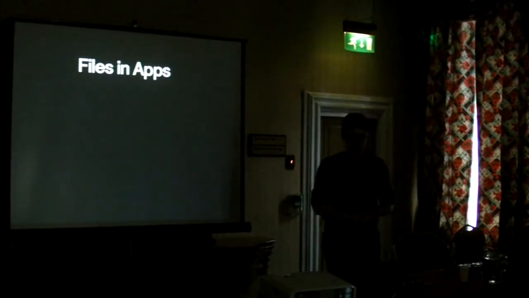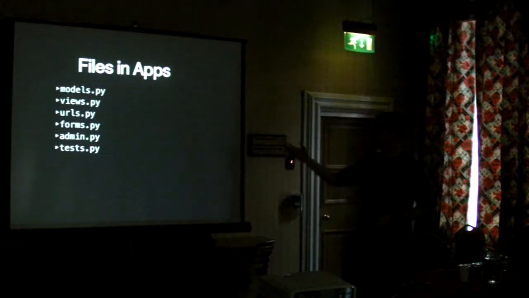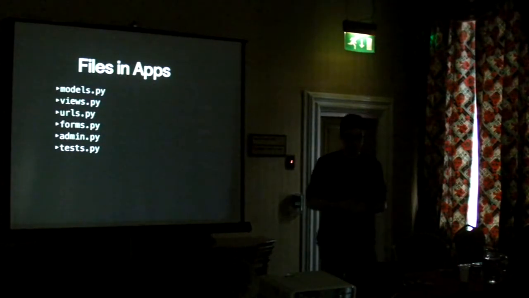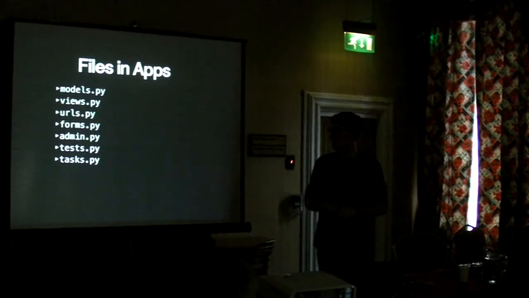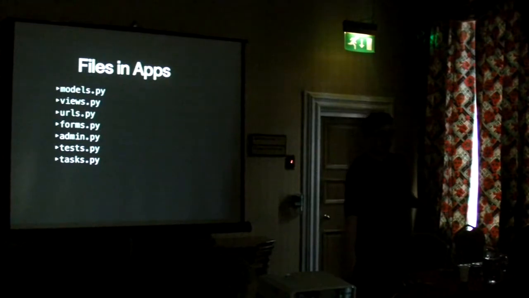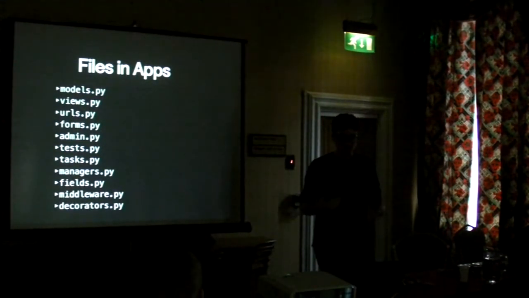So, next thing, let's talk about the internals of apps. Django has this pretty figured out for the basics. We've got all the basic files that you'd expect, and these are really pretty well defined. We've then got a couple of others, things like tasks, if you're using something like Celery or another task queue, and then there are some more uncommon ones that Django has.